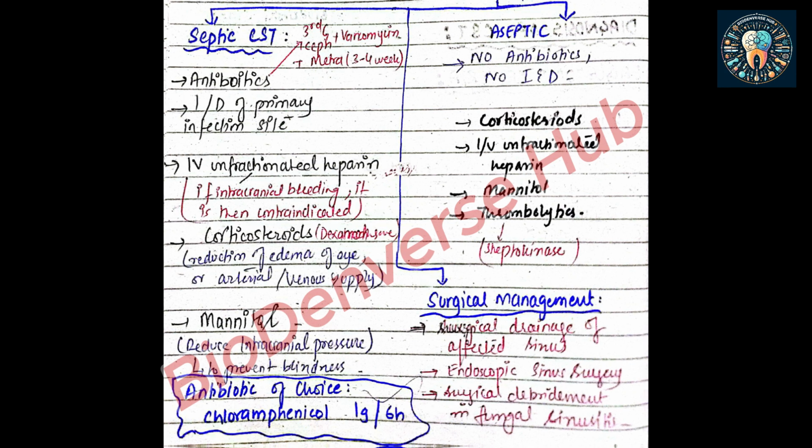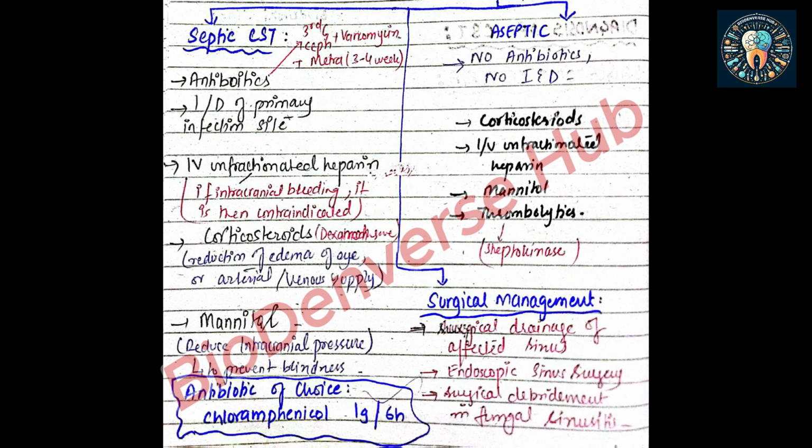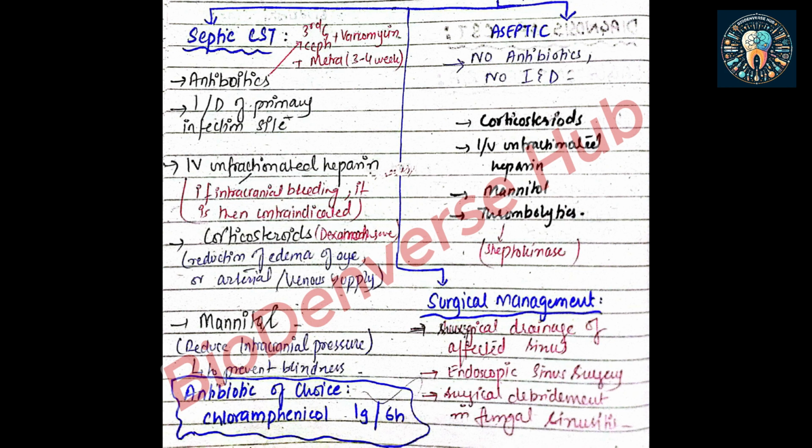After that, you will go for steroid therapy. In that, you will give the corticosteroid dexamethasone, and this is usually given because it will reduce the edema of the eye. You remember that we have periorbital edema, chemosis, and any kind of edema of the arterial and venous supply; it will be reduced by dexamethasone therapy.